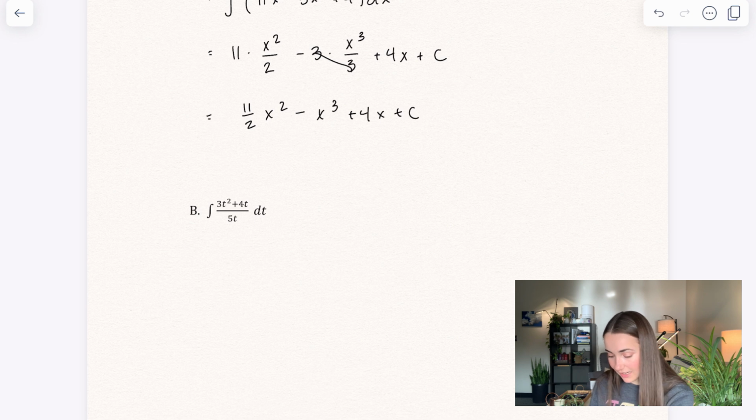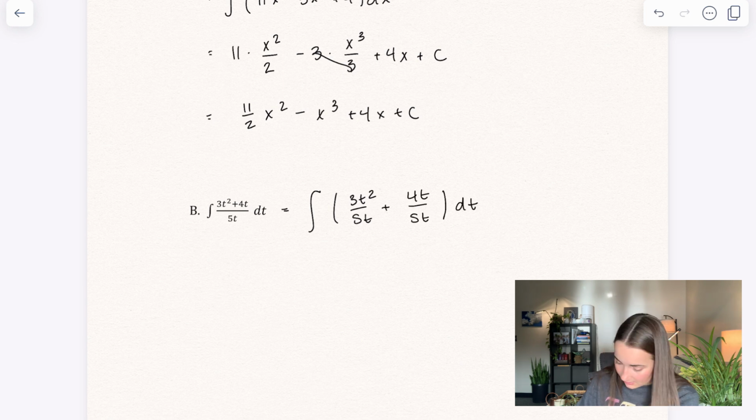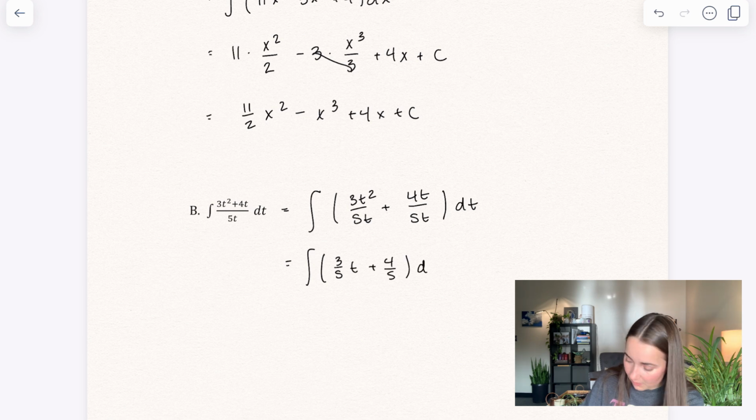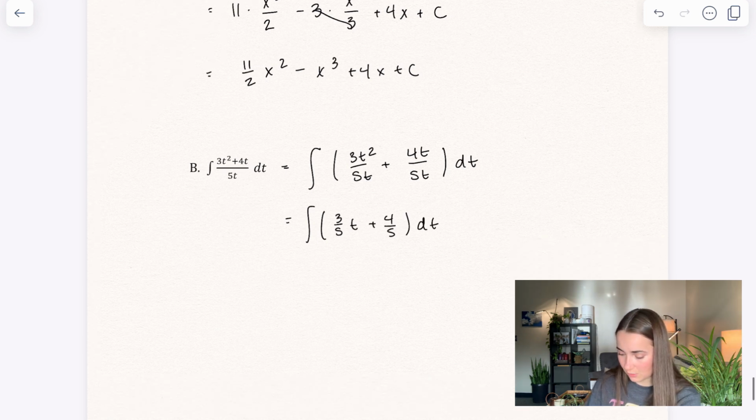Now we have another one. And again, I see that if you wanted, you can simplify it first. We're just working with normal t stuff. So here we get 3t squared divided by 5t plus 4t divided by 5t. And that right there is much simpler to take the antiderivative of, right?